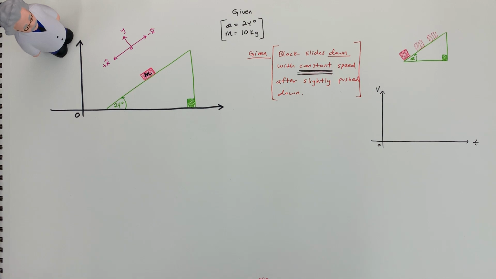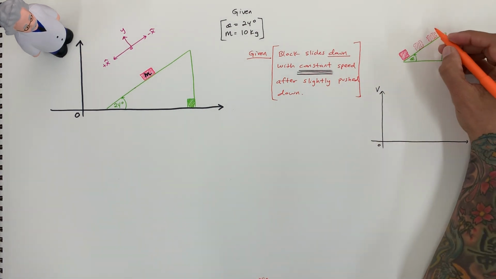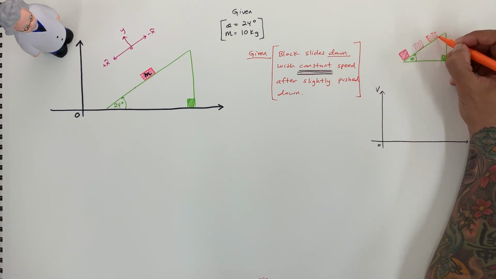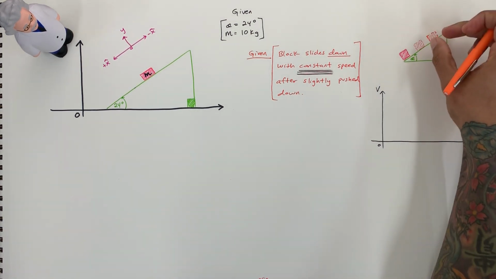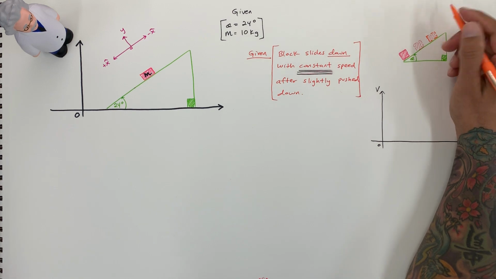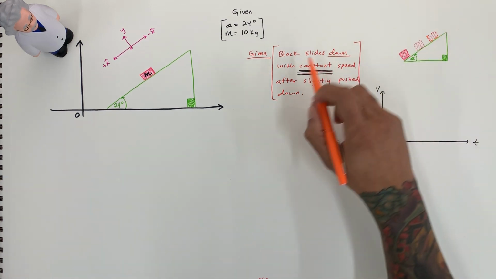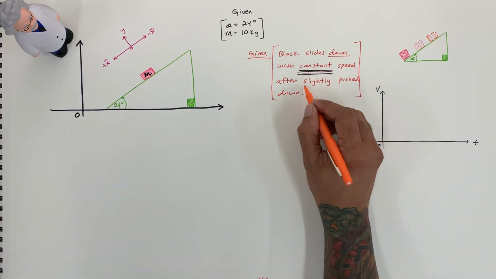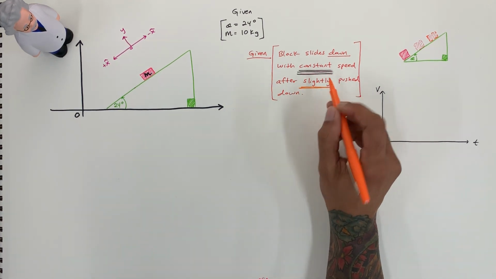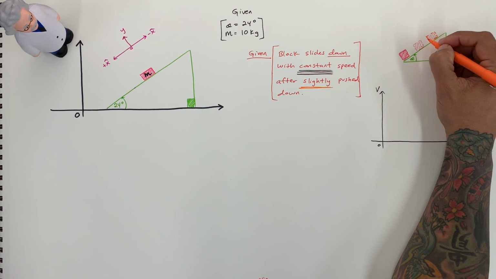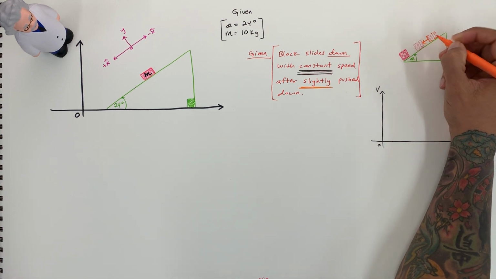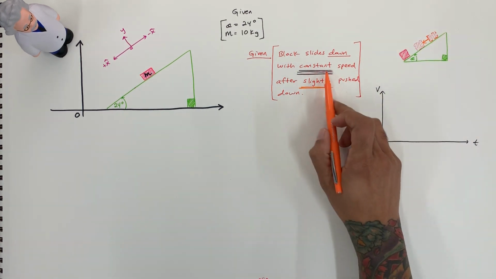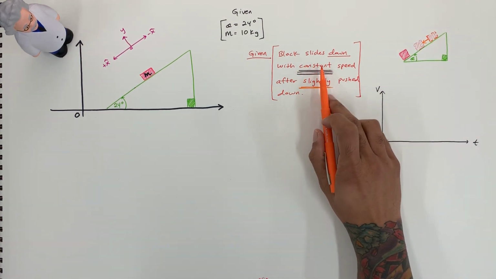Okay, so we have our initial position of the block here, and we drop the block right there. So it says that the block slides down with a constant speed after slightly being pushed down. So after it reaches about here, the slightly being pushed down part, then it travels with a constant speed.